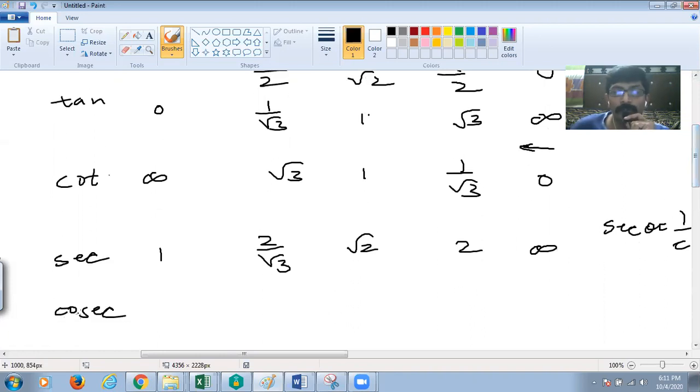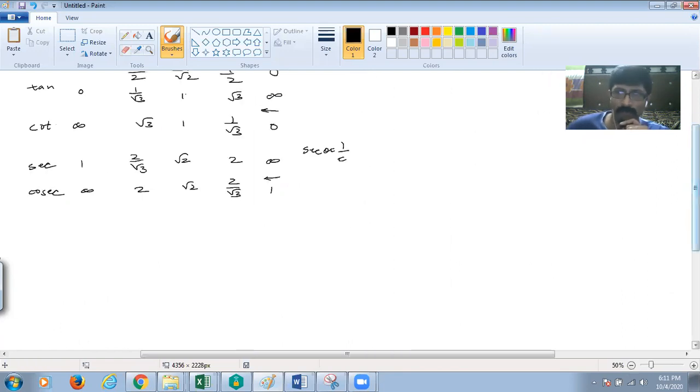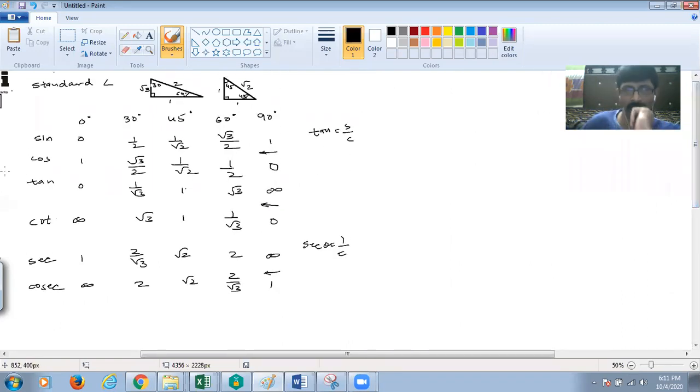And then cosec के लिए क्या करेंगे? Once again we'll write the reverse way. So ये infinite इधर आ जाएगा, ये 2 इधर आ जाएगा, ये √2 इधर आ जाएगा, 2 upon √3 यहाँ पर आ जाएगा, and then this 1 will come over here. I hope you understood this. Simple student, isn't it very simple? I'll just zoom out this so that you can verify you've written all the values perfectly or not.